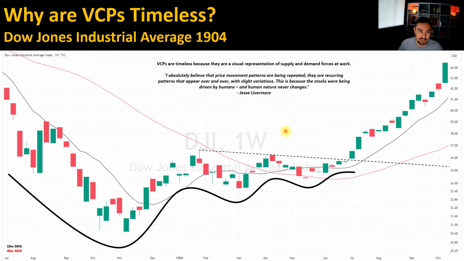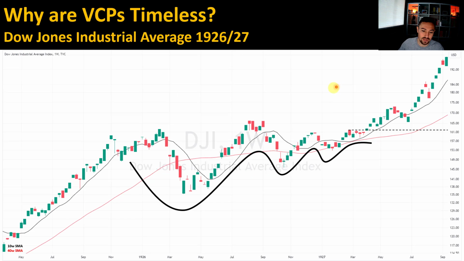Okay, it's absolutely timeless. If we go on to another one as well, before I do that, Jesse Livermore, legendary trader: I absolutely believe that price movement patterns are being repeated. They are recurring patterns that appear over and over with slight variations. This is because the stocks were being driven by humans, and human nature never changes. It's absolutely timeless.